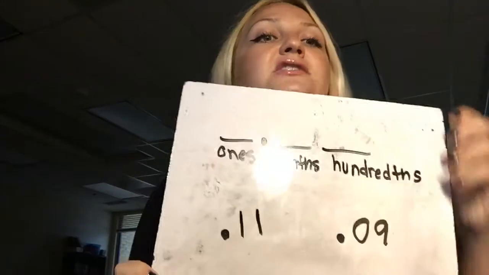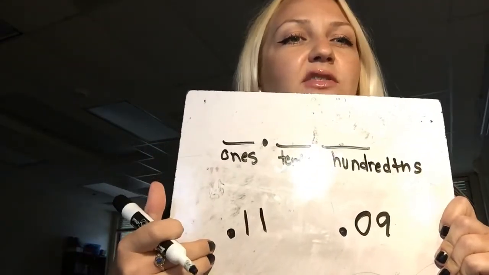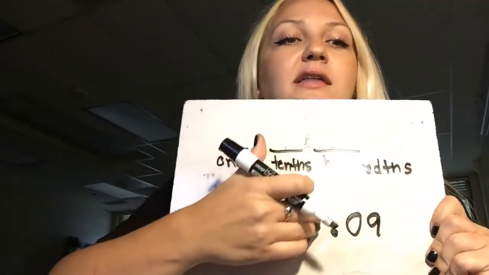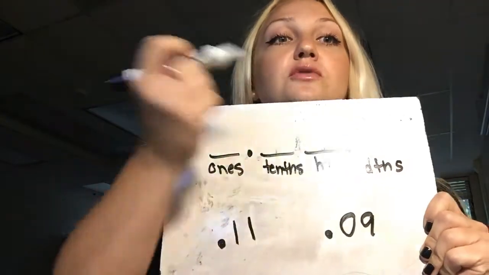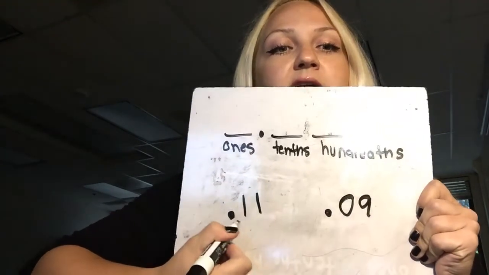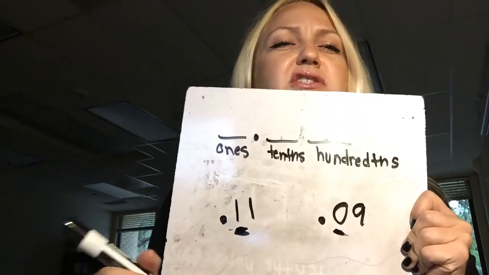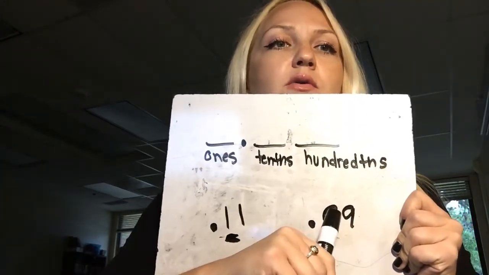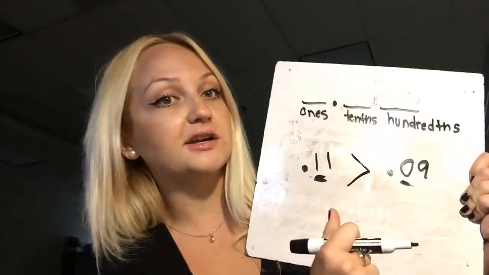compared to 9 hundredths. Now, if you look at it, they both have two digits. Check your biggest place value first. So the ones place. This one has nothing in the ones place, also known as 0, and this one has nothing in the ones place, 0. So that doesn't really tell us anything. So you move to your next place value, which is the tenths place. This one has a 1 in the tenths place, and this one has a 0 in the tenths place. So you have to ask yourself, what's bigger, 1 or 0? Well, 1 is bigger, so that means that this is our bigger decimal.